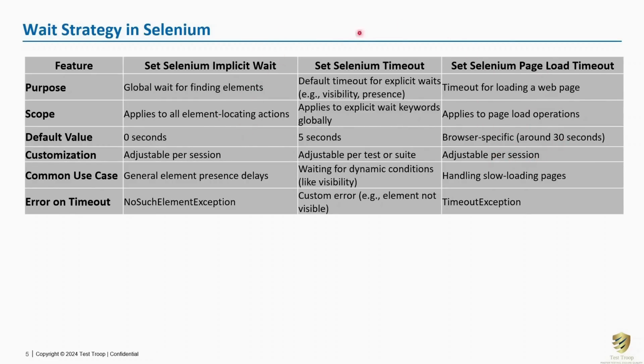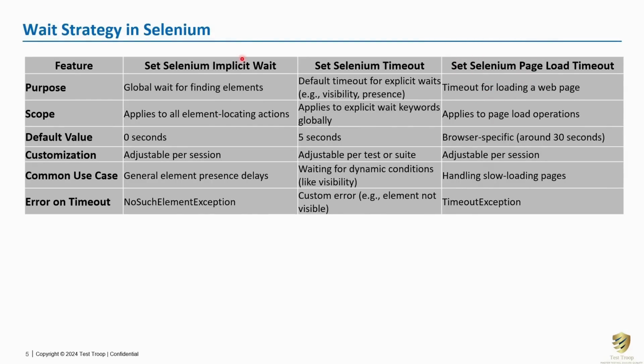It is mainly used for handling slow loading pages. For example, if a particular page is very heavy and has a lot of JavaScript and Ajax calls, and it takes more time to load, for example more than 30 seconds, then you can set Selenium page load timeout for that operation. The error is a generic timeout exception, which is given when the page is not able to load within the given time.